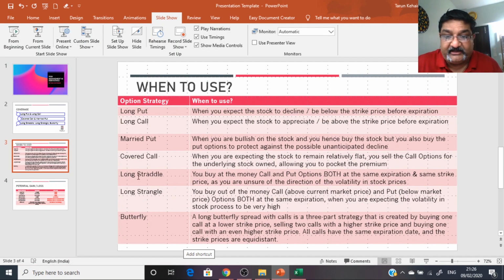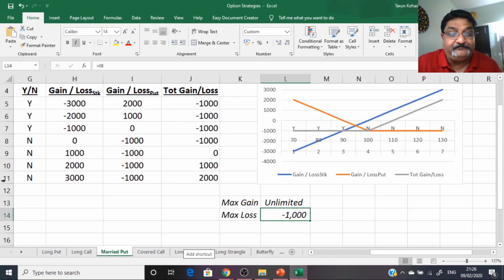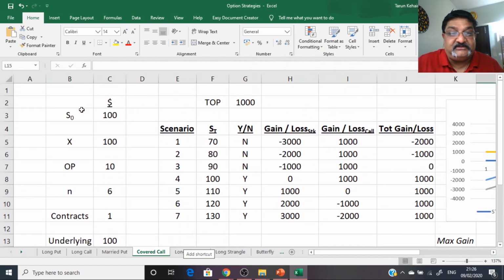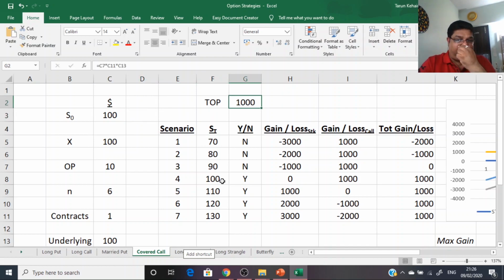So now let's look at it from the Excel point of view. I put the covered call here. This is your stock price, this is your exercise price, option premium, one contract of 100 shares, whether you exercise the option or not. Now please be very careful here. Here you have sold the call options. So whether the other person, the counterparty, exercises or not, you will still get the $1,000 of option premium, right?